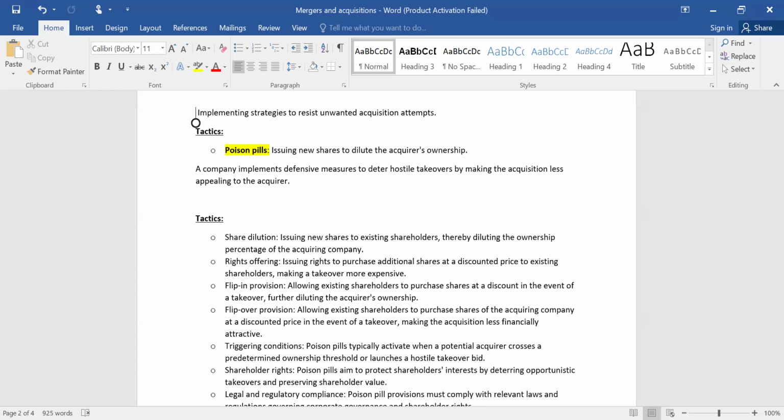When we look at the past papers, which theory question on mergers and acquisitions was set most recently? Let me see.